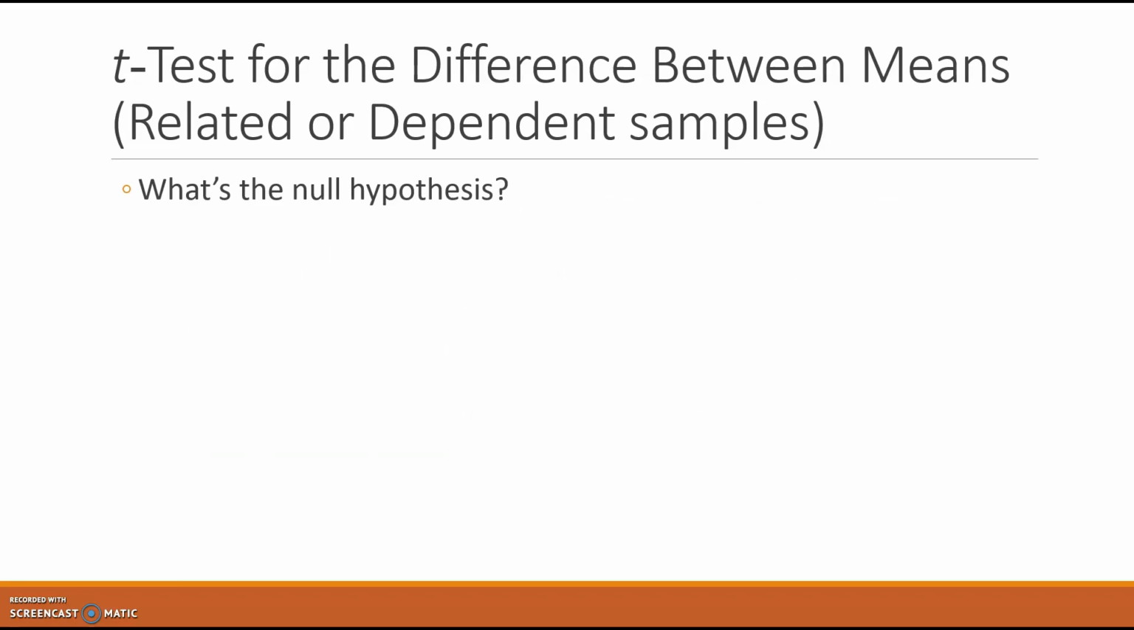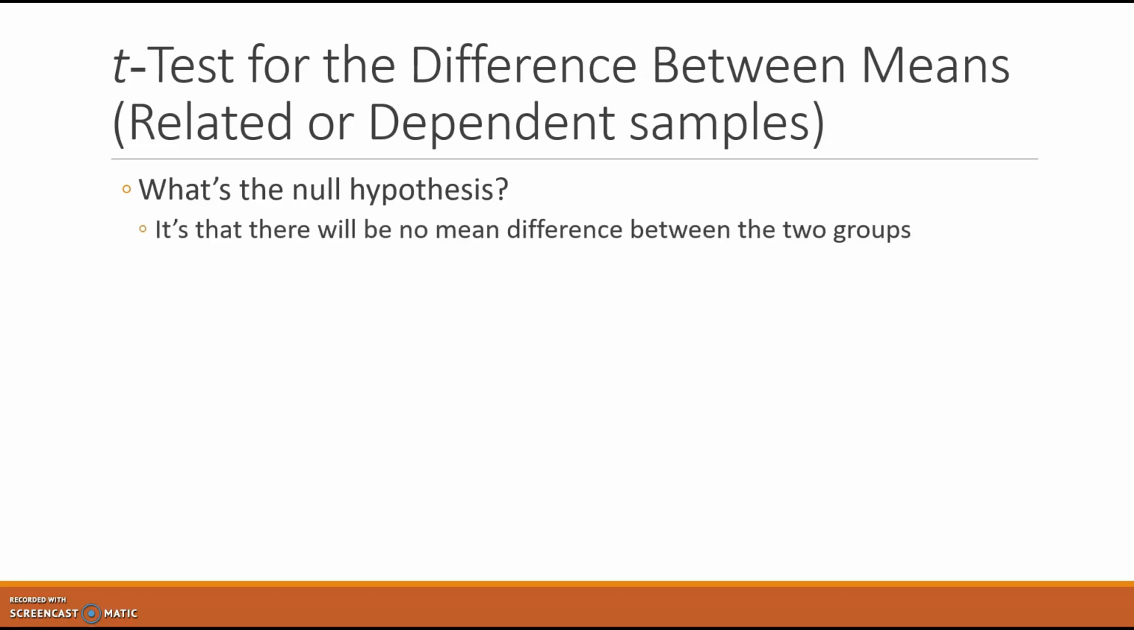Once you have that, that's when you start sitting down and saying, okay, let's phrase this. The null hypothesis is that there's no difference between the groups. That the mean of the first group is the same as the mean of the second group. That's the null hypothesis, because remember, the null is always that there's no difference.